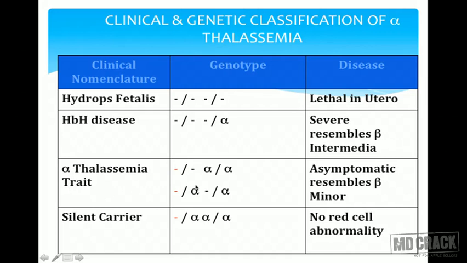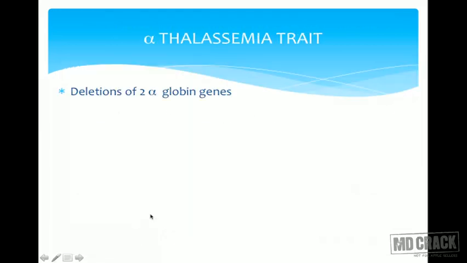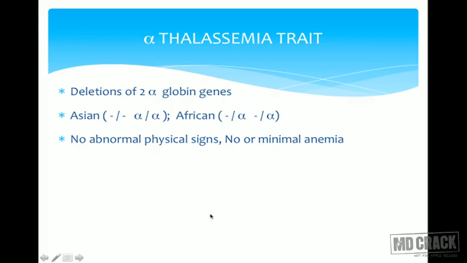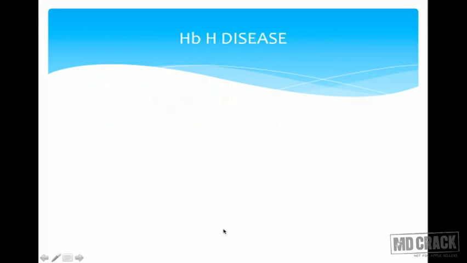In alpha thalassemia trait, 2 genes are available, and different combinations can be seen. Again they remain asymptomatic for a long time and resemble beta thalassemia minor. Silent carriers are those who have only one chain missing. There will not be much problem with these silent carriers. So alpha thalassemia trait is where there is deletion of 2 alpha globin genes, very common in Asia and even African countries. Not much of problematic cases.